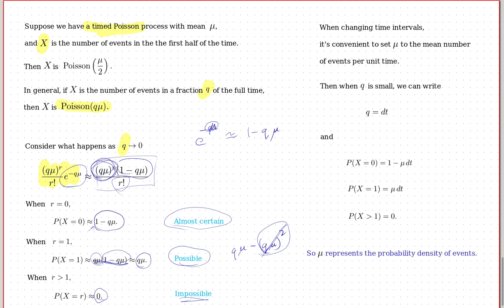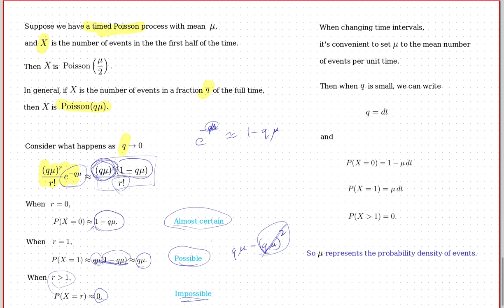So first of all, I'll point out that this confirms a suspicion we had earlier, that it's basically impossible for two events to happen at once. When you look at an infinitesimal time interval, it's basically impossible for more than one event to happen. So in an infinitesimal time interval, almost certainly there'll be no events. It's possible there'll be one event, but it's rather unlikely. Okay, let me just re-express this result in a slightly different way.